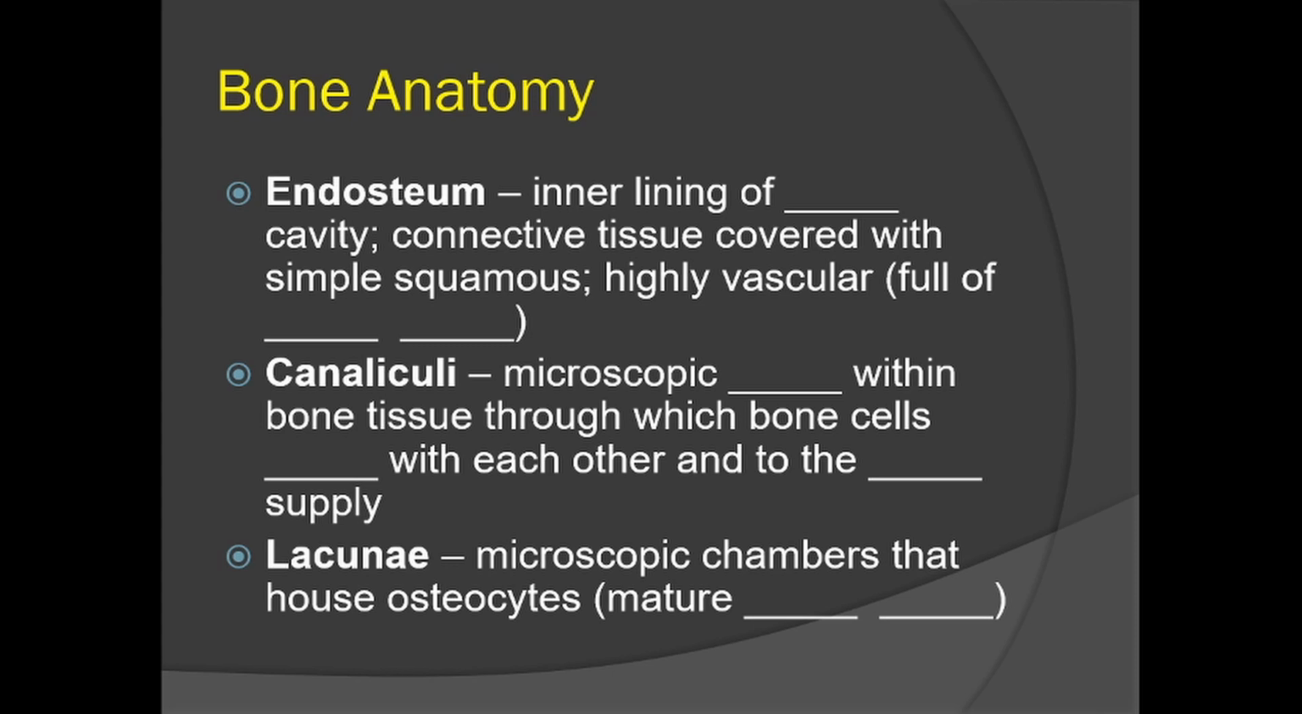Once the matrix, which is the hallmark of connective tissue, begins to ossify, there needs to be a way for the cells that are alive within the matrix of the bone to receive their nutrients and oxygen. And so in order for little microscopic blood vessels and nerve fibers to get through, there are canaliculi. These are tiny little openings through which they can pass. And then lacunae, which are microscopic chambers that house osteocytes. And osteocytes are mature bone cells. And so these are tiny little chambers in which the mature bone cells, the osteocytes, will be located.